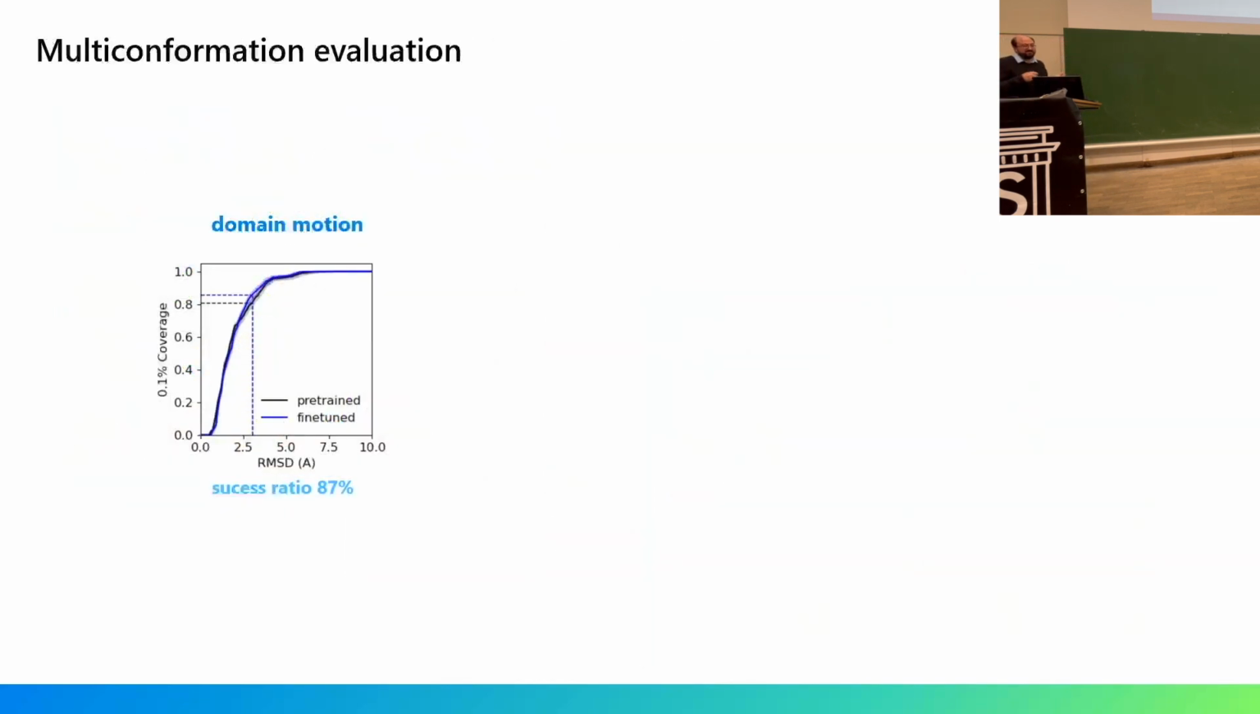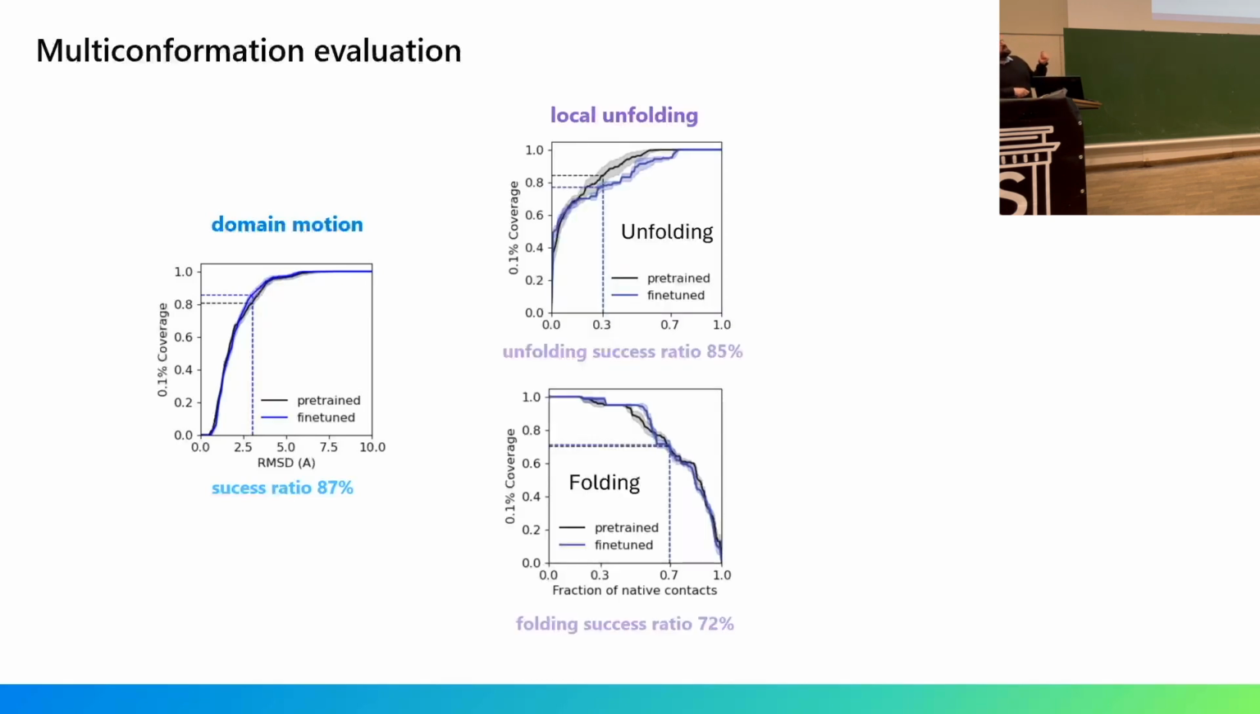So this is for these three different cases. What I'm showing here is what we call the coverage. It essentially tells you how many of these benchmark cases reach at least 0.1% coverage of these relevant conformations, so which deposit samples in this vicinity. And we see in the first case, the domain motions, we perform quite well. Similarly, in the local unfolding and folding events, where we have success ratios from 70 to 80%.